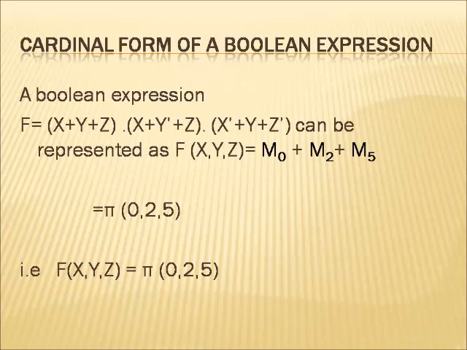So it can be represented as f of x comma y comma z is equal to M0 times M2 times M5. Here you can see that I am using the uppercase letter because it is the max term. So in max terms we use the uppercase, and in min terms we use the lowercase. So the same can be represented as, since it is the product of sums, we are using the pi symbol, pi of 0, 2, 5. So f of x, y, z is equal to pi of 0, 2, 5.